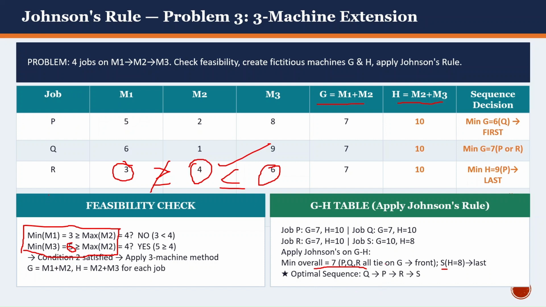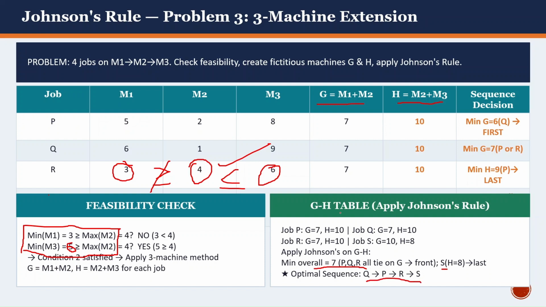Sorry, this table is missing the last value, that is S. So there is one S value also. This S value has a total time for H of 8, so it will be scheduled last on the machine H. So the sequence that we will follow is QPRS.